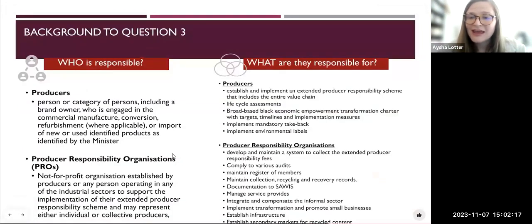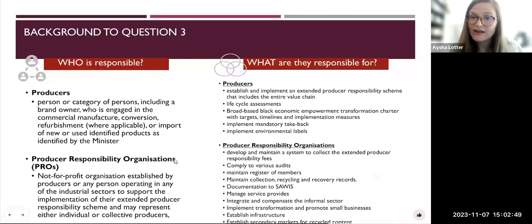We're going to go through three main questions. Who is responsible according to these regulations? What are they responsible for? And lastly, and the last slide, really the kind of big ticket item is, where is the money coming from? How are we dealing with this waste? So when it comes to who is falling within the scope of the EPR regulations, it's producers and producer responsibility organizations.